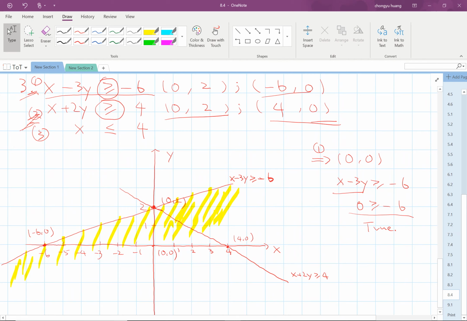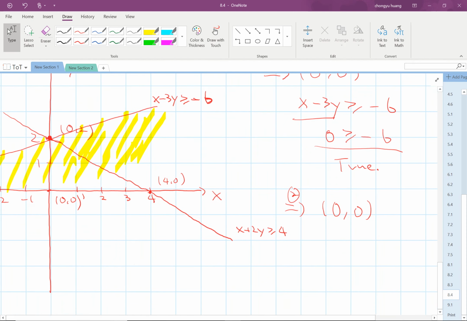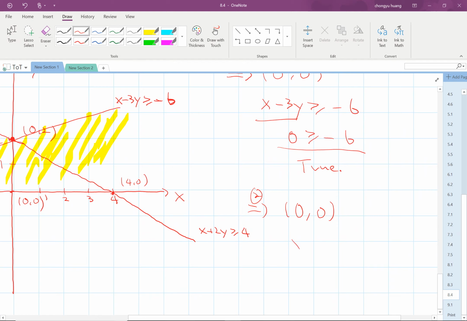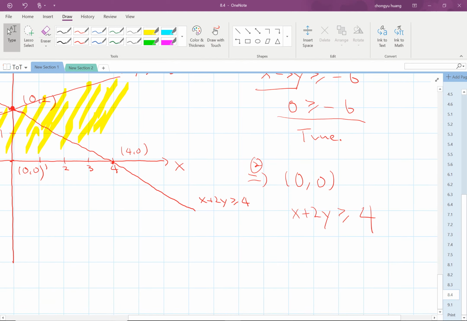So now we have to determine the area of equation 2, right? We have to determine the area of equation 2 by plugging in 0, 0. Let me zoom in a little bit to show you guys. We plug into x plus 2y bigger than or equal to 4. You plug in 0, 0.